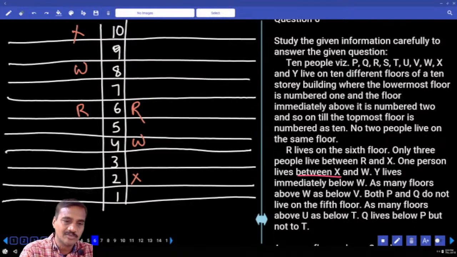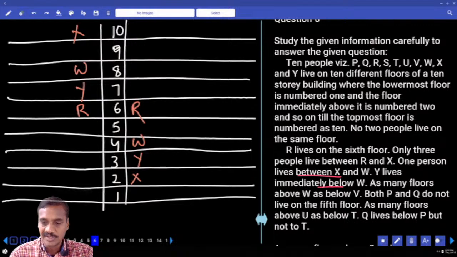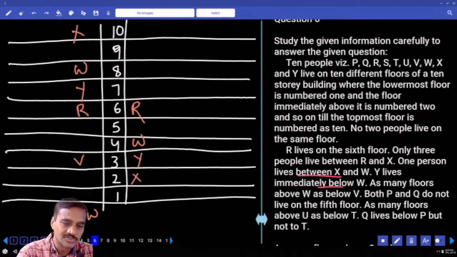Y lives immediately below W. Y is here, and Y is immediately below this W. As many floors above W as below V. V and W we need to have equal. There are 2 floors above W, 2 floors below V. And here there are 3 floors below W, and 3 floors must be above this V.